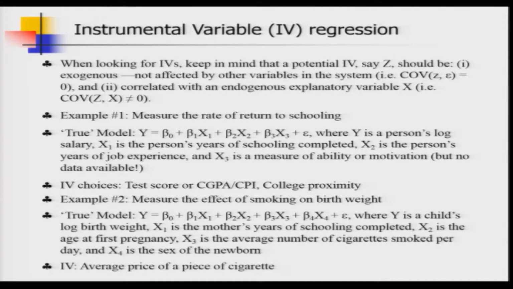Now, there are other two explanatory variables, say x2 measures a person's years of job experience, because of course, salary of a person depends a lot on the job experience. And finally, we have another explanatory variable x3, and that is measuring the ability or motivation of the person in concern.